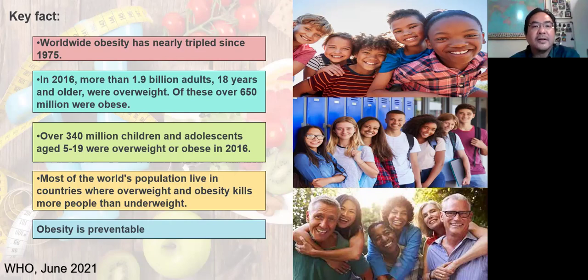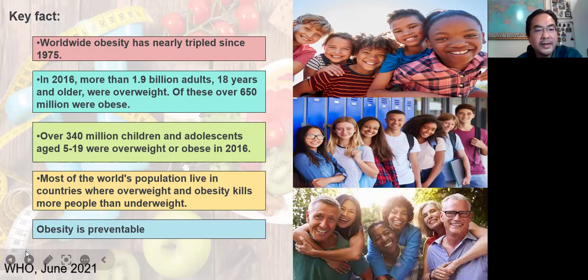Worldwide obesity has nearly tripled since 40 years, 50 years ago. In 2016, more than 1 billion adults 18 years and older were overweight. Of these, over 650 million were obese. Over 340 million children and adolescents aged 5 to 19 were overweight or obese in 2016. Most of the world's population live in countries where overweight and obesity kills more people than underweight. And most importantly, obesity is preventable.